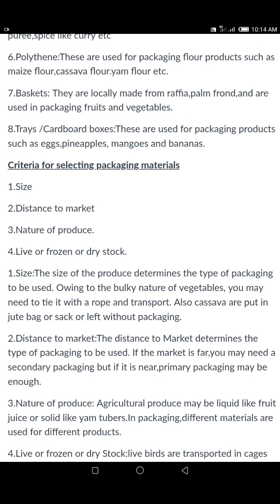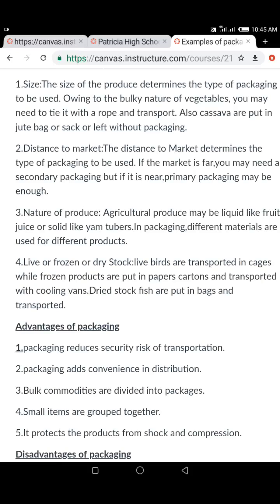And they have to be packaged in a way that the qualities of the product will not be compromised. No matter the distance from the farm gate to the market, all you have to make sure is that the quality of that product is not compromised. Now let's talk about the nature of agricultural produce.